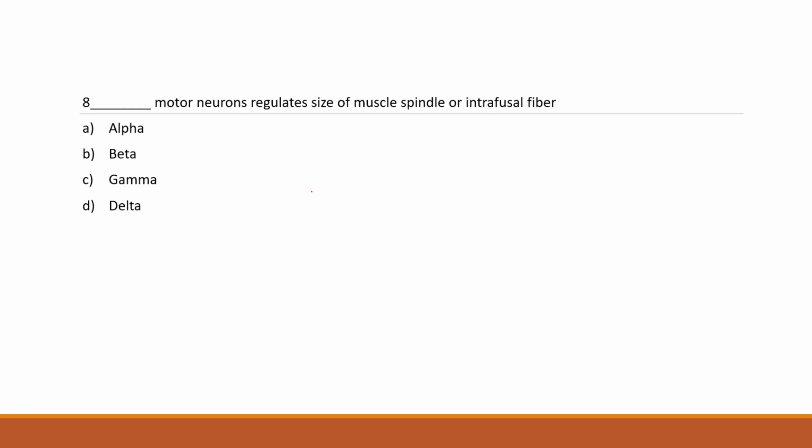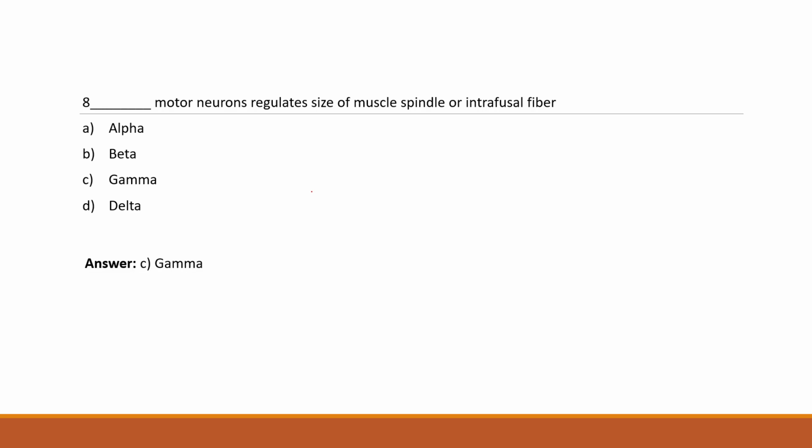Next question is, what is the motor neuron that regulates the size of muscle spindle or intrafusal fiber? A alpha, B beta, C gamma, D delta. What is the answer for this? I'm not sure about this one. I don't know. Okay, no problem.